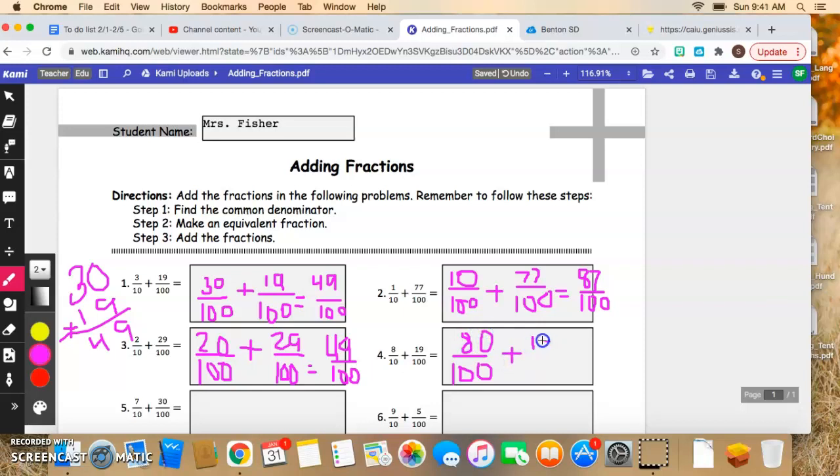Again, do it on your scrap piece of paper. 80 plus 19 is 99. So 99 hundredths.